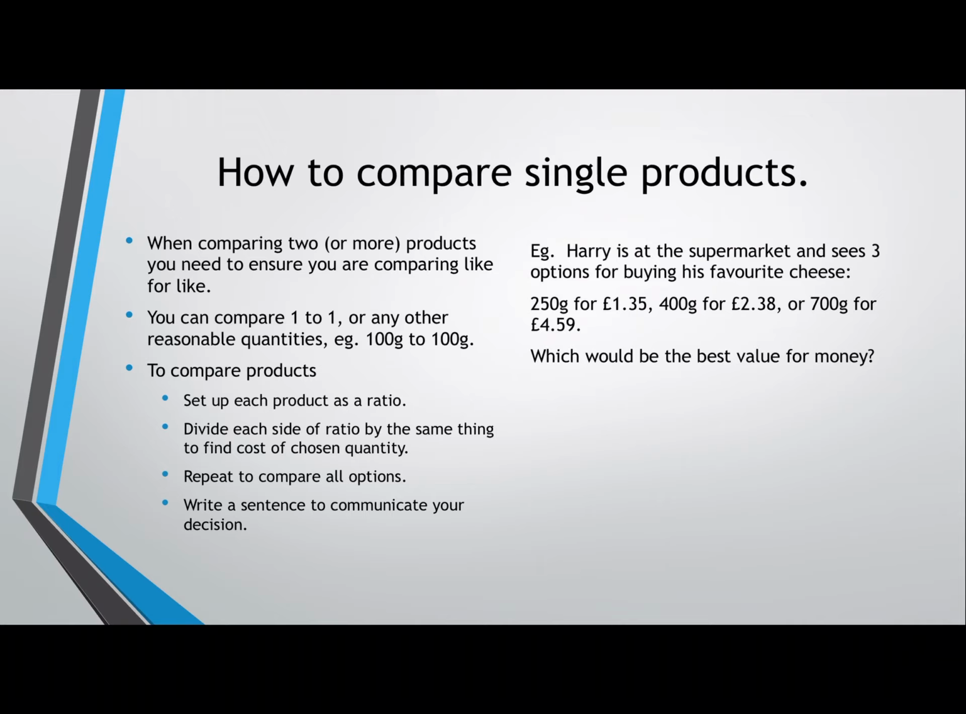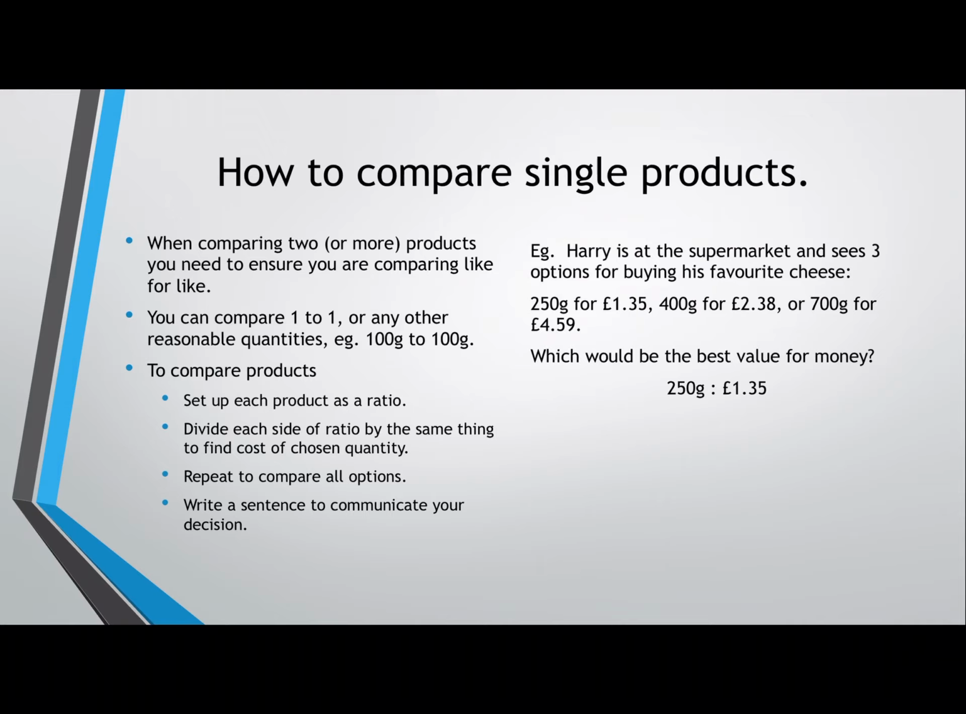So at the minute, this is assuming it doesn't matter how much cheese Harry really wants. We're just looking to get it as cheap as we can for weight. So our first one, if we look at it, we set it up as a ratio.